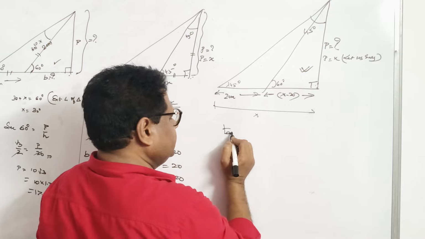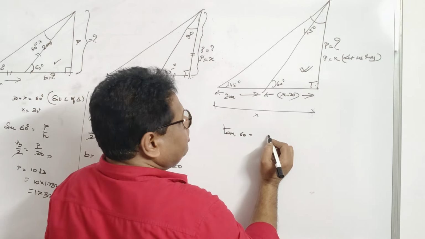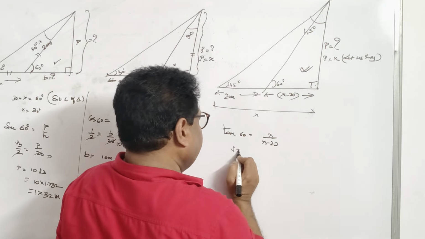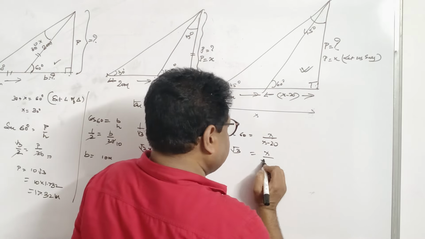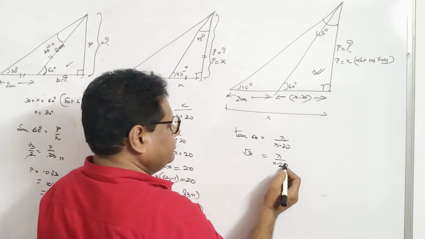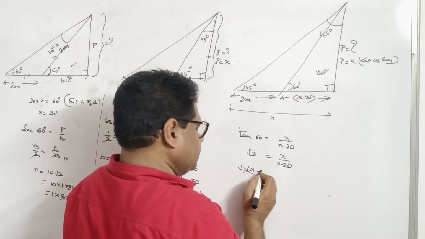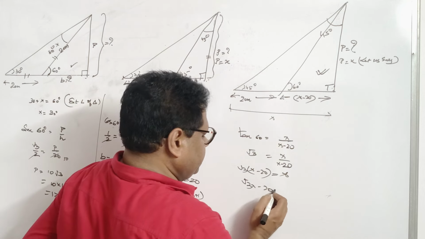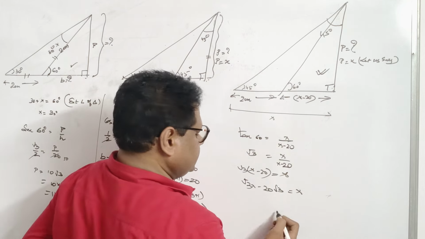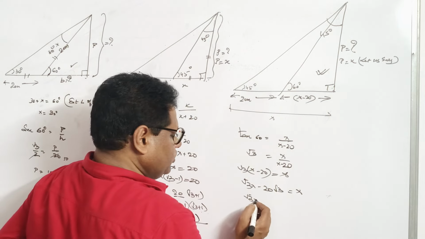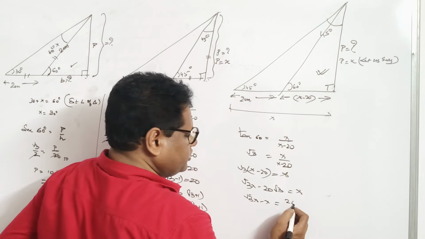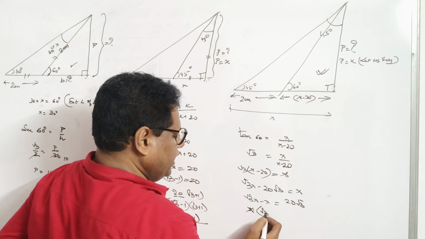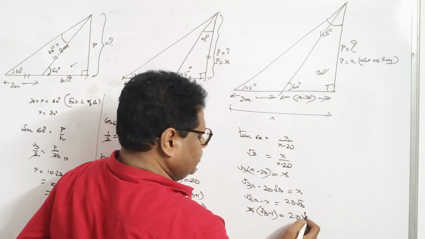So take tan 60, that is P by B. P is x, already assumed. Base is x minus 20. So here we have root 3, that is x by x minus 20. Cross multiply, root 3 times x minus 20 equals x. Open the bracket, root 3x minus 20 root 3 equals x. Shift x to the left hand side, root 3x minus x. 20 root 3 becomes positive on the right hand side. Take x common, we have x times root 3 minus 1 equals 20 root 3.